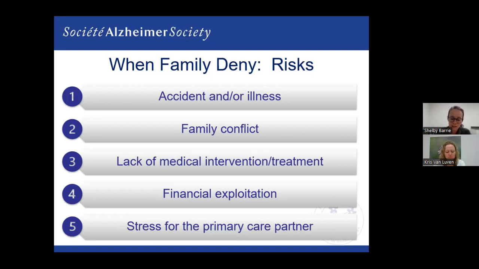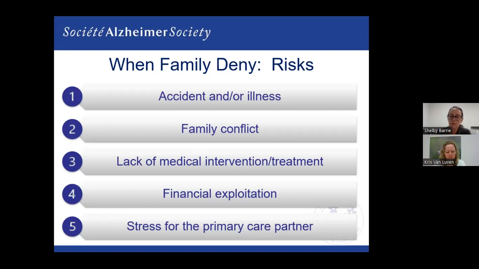The second one here is family conflict. So when some family members accept a diagnosis and others deny it, inevitably disagreements and conflicts can arise. And this may heighten the tension and stress between the members of the family. And the person living with dementia may certainly sense that as well.